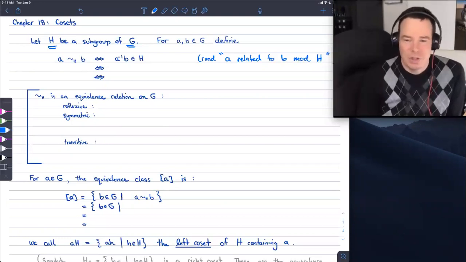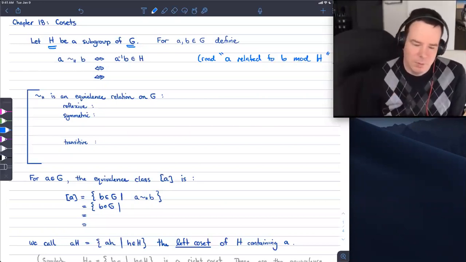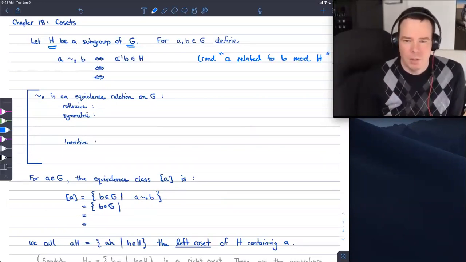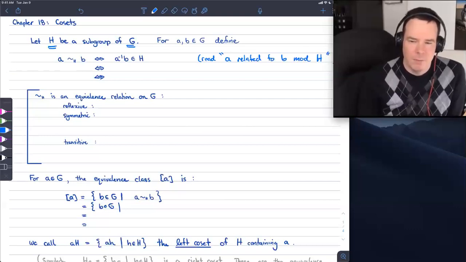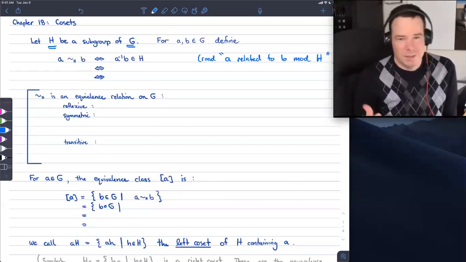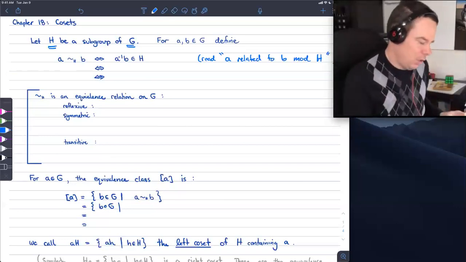This is really a complete analog to what we just did for integers and addition and remainders. Only there, or subtraction, I should say, we did a minus b is divisible by n. Only here, I can't be certain that my group operation is addition. So we're just going to write it in its generic multiplication group operation. And so for that, we're going to say a is related to b mod H if a inverse times b is in H. So that's a way of saying their difference is in H.